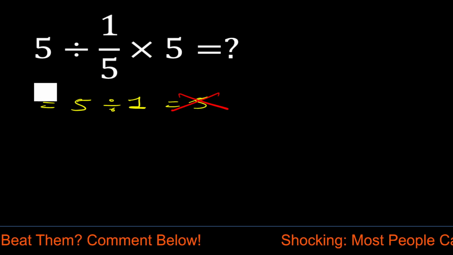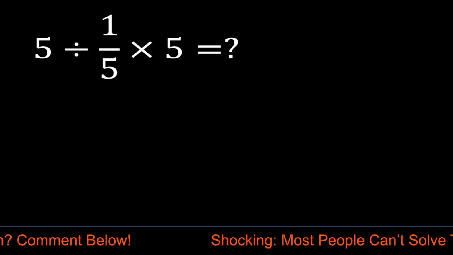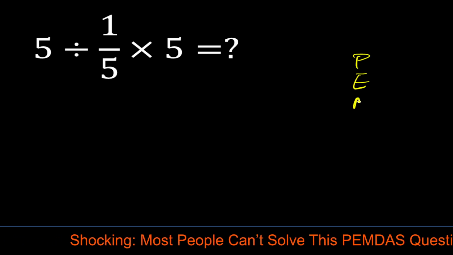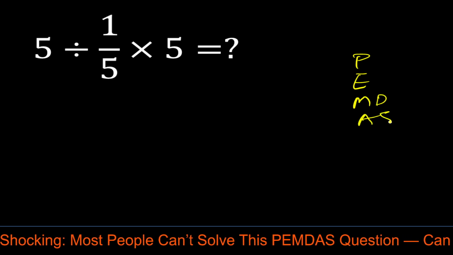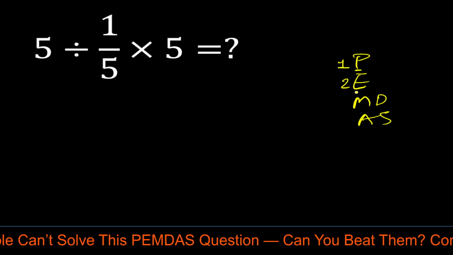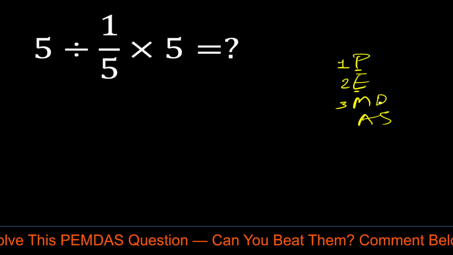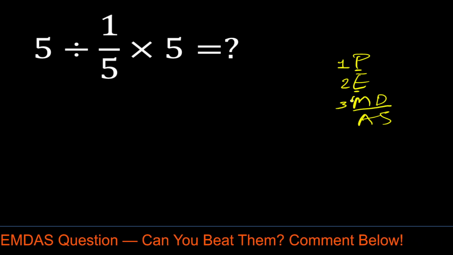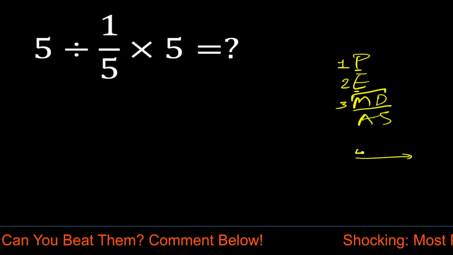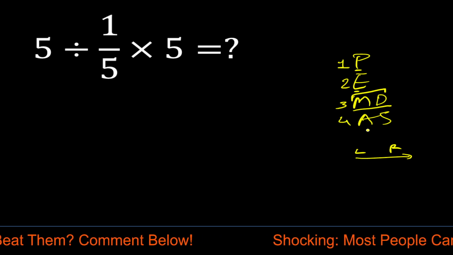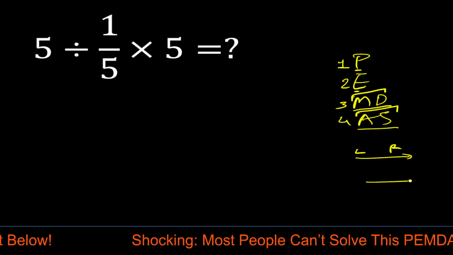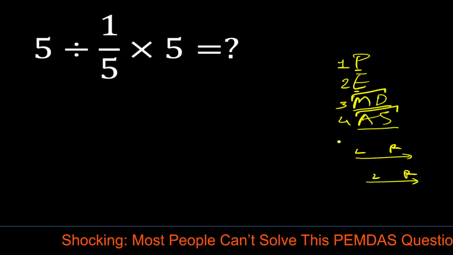So now let's solve this problem correctly by using the PEMDAS rule, right? PEMDAS: P, E, M, D, A, S. According to the PEMDAS rule, first priority is parentheses, then second priority is exponents, then third priority is multiplication and division. Here multiplication and division both have equal priority, so we have to solve it from left to right. Then fourth and last priority is addition and subtraction. Also addition and subtraction both have equal priority, so we have to solve it from left to right.